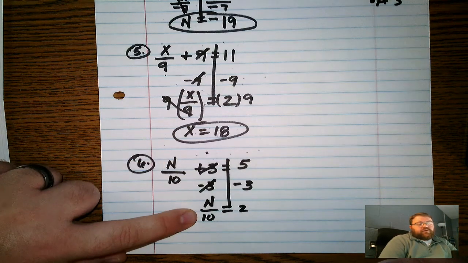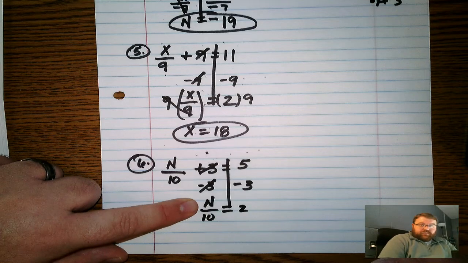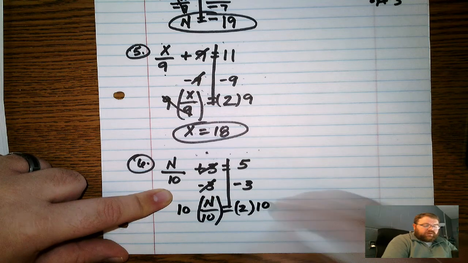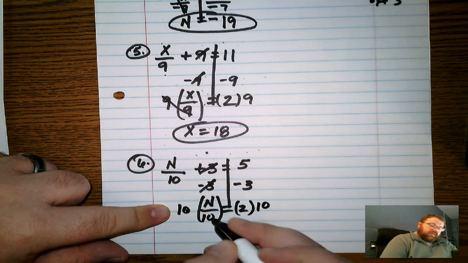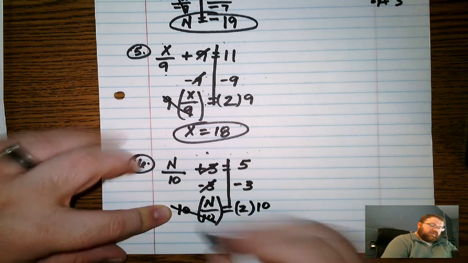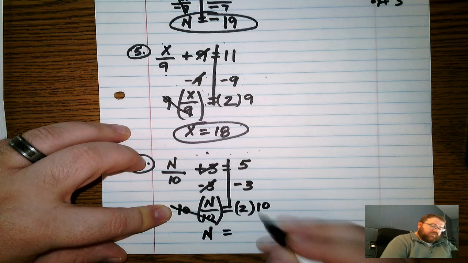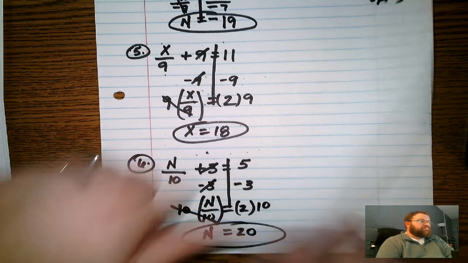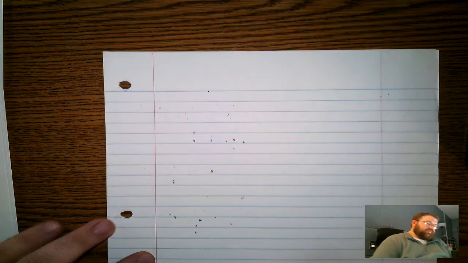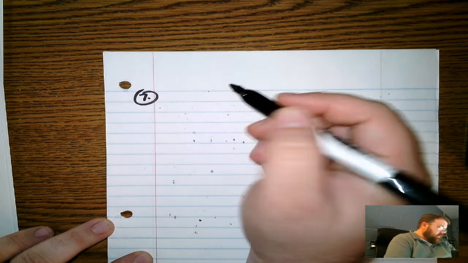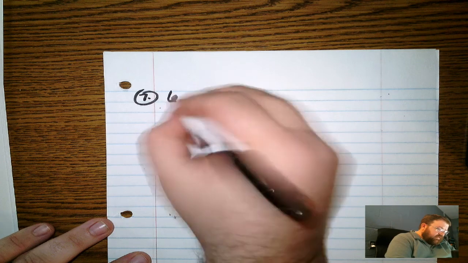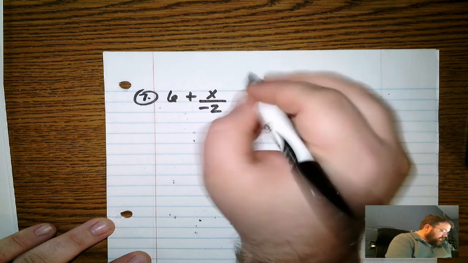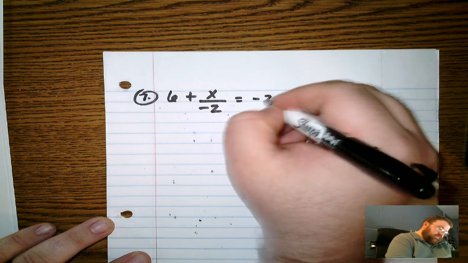Now this 10 is trying to divide. So I'm going to multiply it by 10. Come over here and multiply this side by 10. These 10s cancel. It leaves me n equals 2 times 10 is 20. Number 7. Number 7 is 6 plus x divided by negative 2 is equal to negative 2.